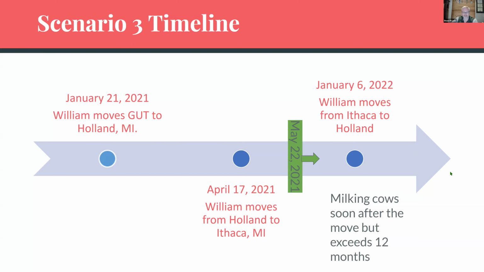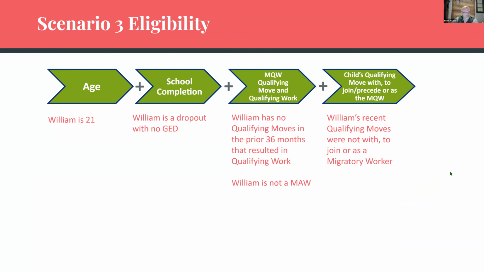All right, some good questions. So he is 21, he's a dropout. He has made no qualifying moves in the 36 months that resulted in qualifying work. Even though he did make a qualifying move that wasn't qualifying work, he's not a migratory agricultural worker. And therefore he didn't move with, to join, or to precede a migratory worker. There was no worker in this scenario. So there can't be any eligibility without a migratory worker. Great.